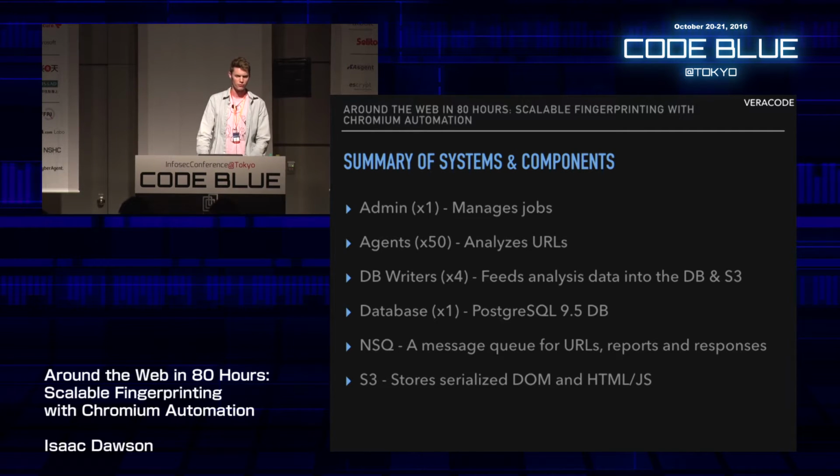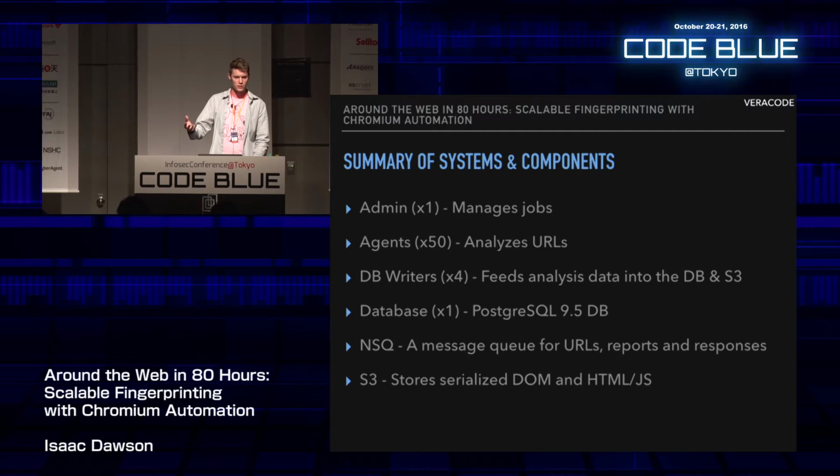The admin service just manages jobs. It's for starting a job, creating the database schema, importing the URL list so the agents can pull from it. The agents, I had about 50 of these running concurrently. They were running C4 large instances, so they're like 3 gigabytes or 4 gigabytes of memory, CPU optimized, so very fast and good for running browsers in.